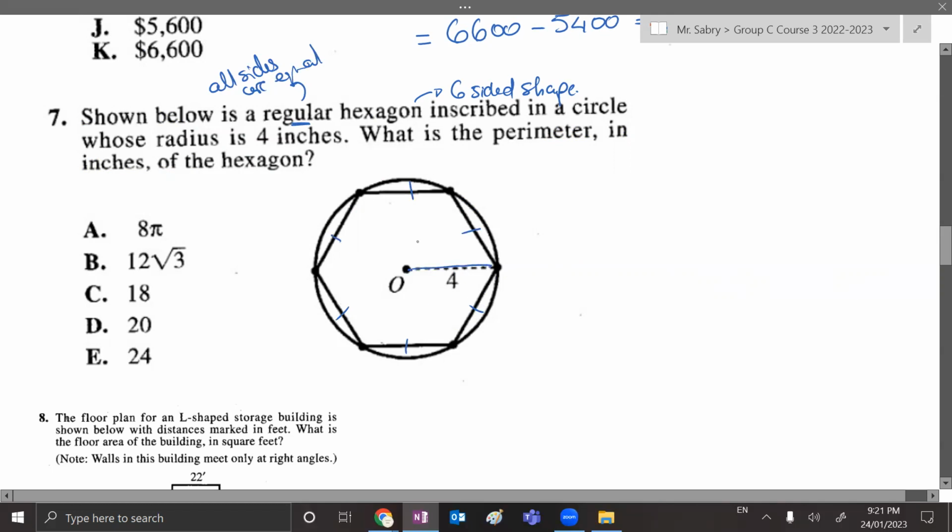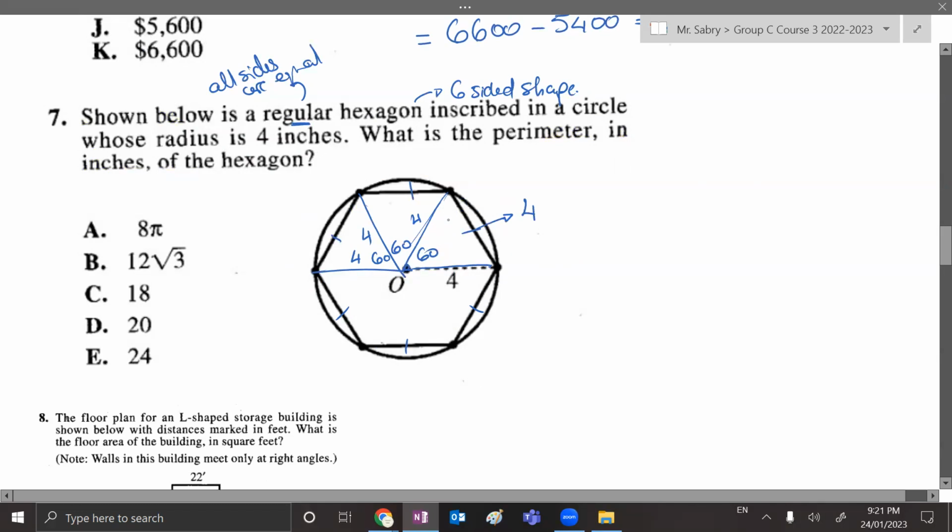And I told you, if you remember from last class as well, the radii of any circle are equal. So this is another 4, and this is another 4, and so on. What is the perimeter of the hexagon? If every single radius here is 4, and this is a regular hexagon, then each of those angles must be 60 degrees, which means each of the triangles is an equilateral triangle, which means that each one of those sides of the hexagon has a measure of 4 inches as well.